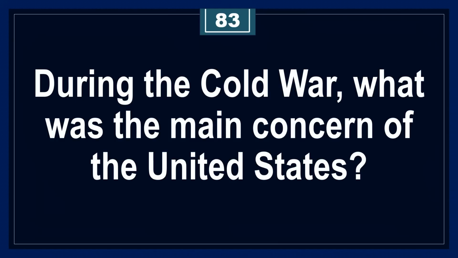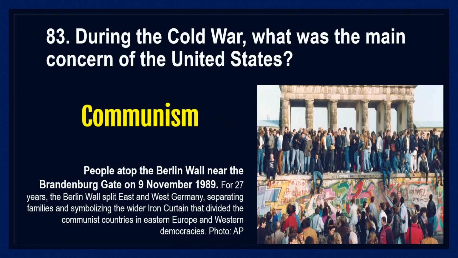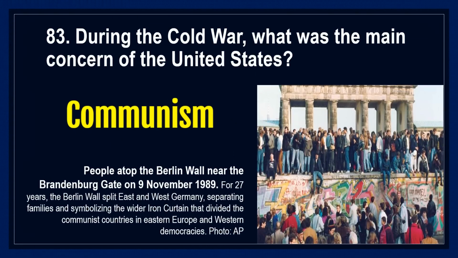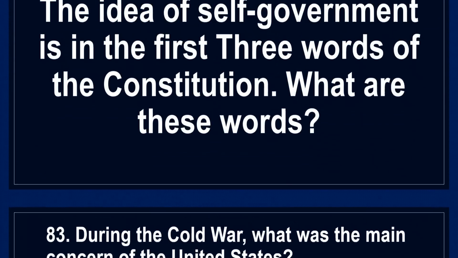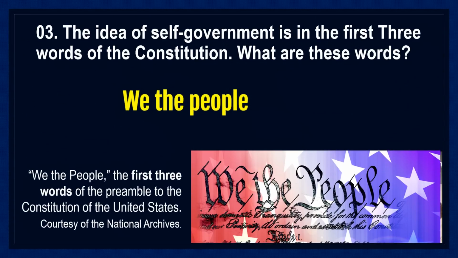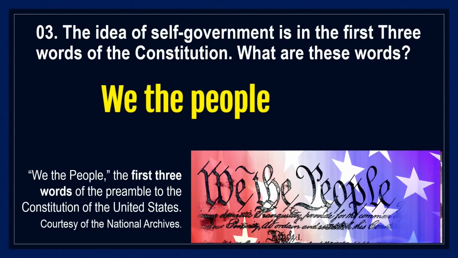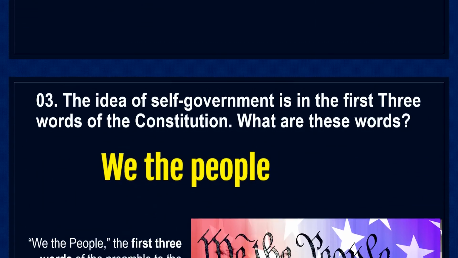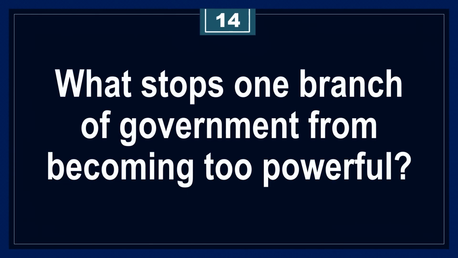During the Civil War, what was the main concern of the United States? Communism. The idea of self-government is in the first 3 words of the Constitution. What are these words? We the people. What stops one branch of government from becoming too powerful?